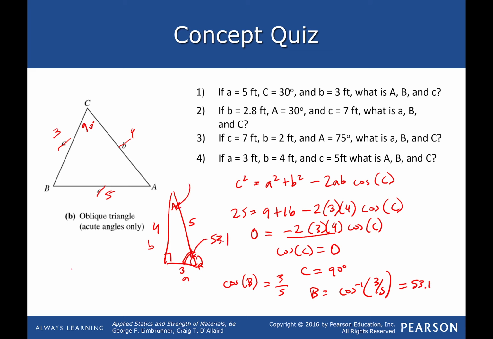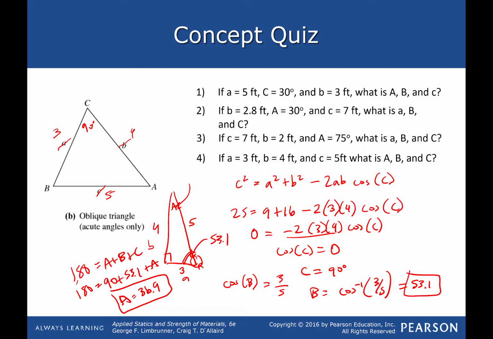Let's find the last angle, and we know that 180 is equal to A plus B plus C. So 180 is equal to 90 plus 53.1 plus A. And I solve for that, and I get that A is equal to 36.9. There you go. It's really a happy accident when it comes out to be 90 degrees. Isn't that nice?